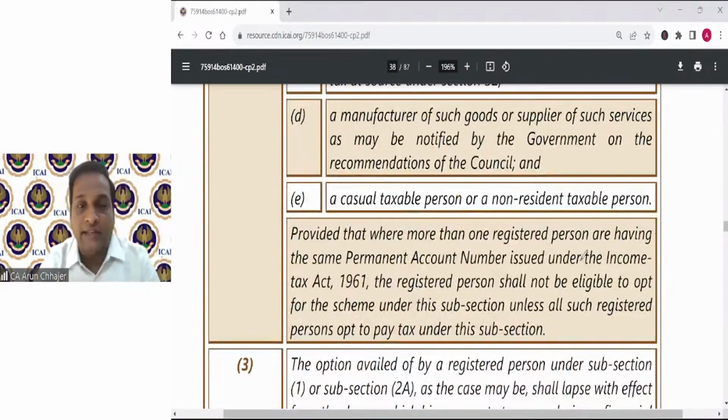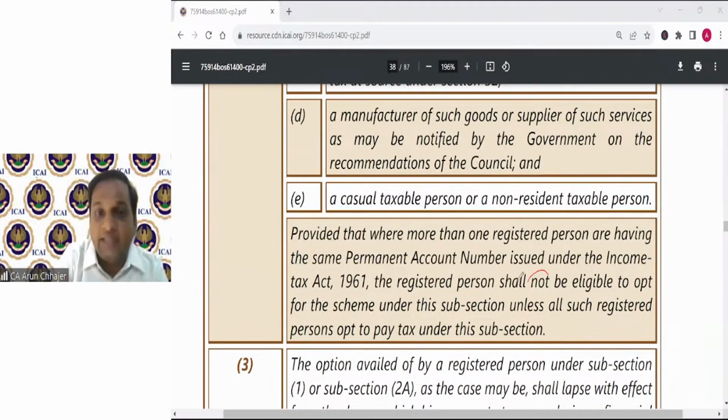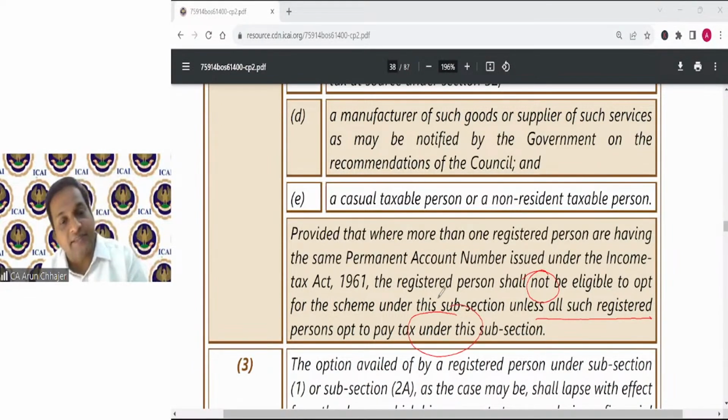Same proviso: if you have more than one registration under the same PAN, then all the registrations should be under the same category. If you are going for composition, then you are not eligible to opt unless all registrations pay the tax under this subsection. It means they are paying the tax under 10 subsection 2A.